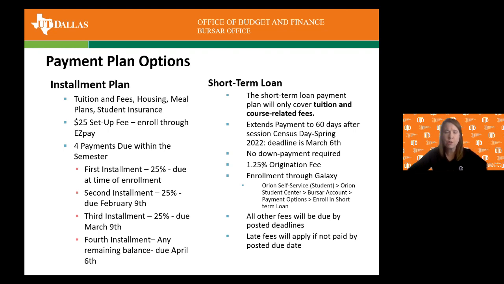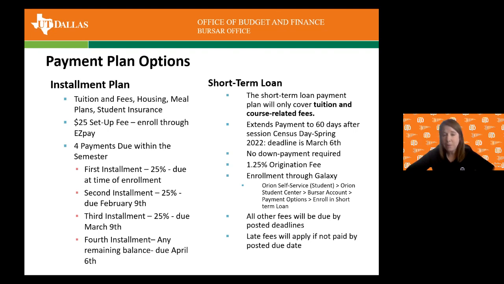Now, the short-term loan is a little bit different. It's different than a student loan. It's basically just a payment plan that extends your deadline about 60 days past our census date. If you have a balance of your tuition, it's only going to include tuition. It's not going to include housing, meal plans, or student insurance. That's still going to have to be paid by the deadline. The short-term loan is only going to extend your tuition and mandatory fees.